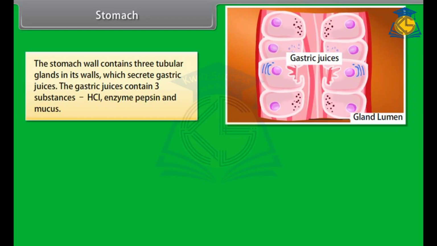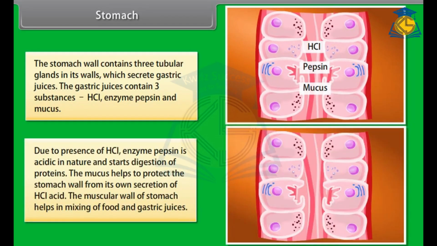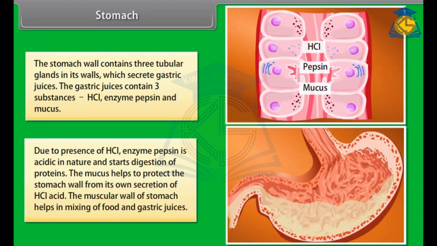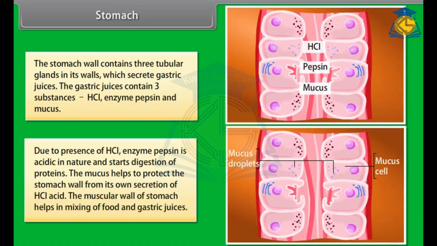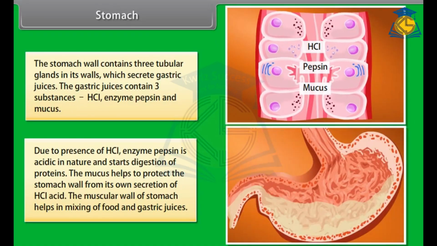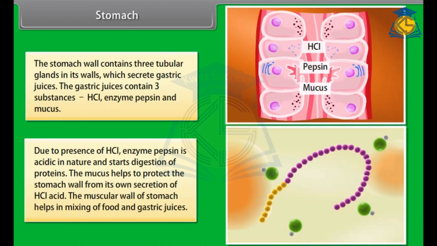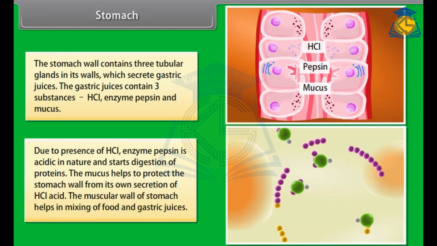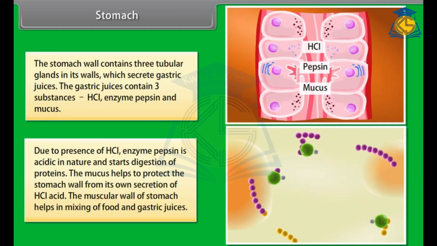The gastric juices contain 3 substances: HCl, enzyme pepsin, and mucus. Due to the presence of HCl, enzyme pepsin is acidic in nature and starts digestion of proteins. The mucus helps to protect the stomach wall from its own secretion of HCl acid. The muscular wall of the stomach helps in mixing of food and gastric juices.